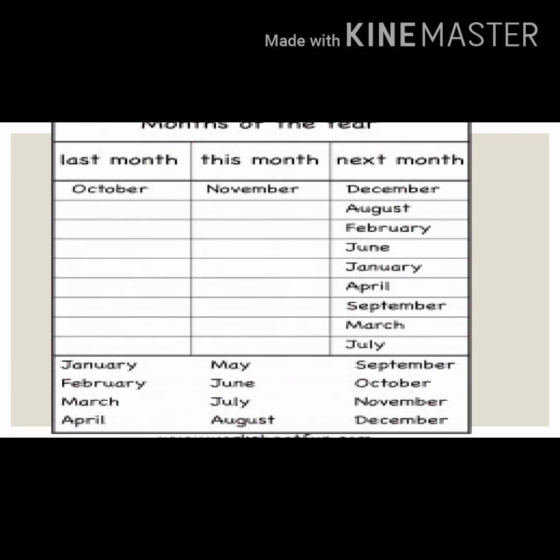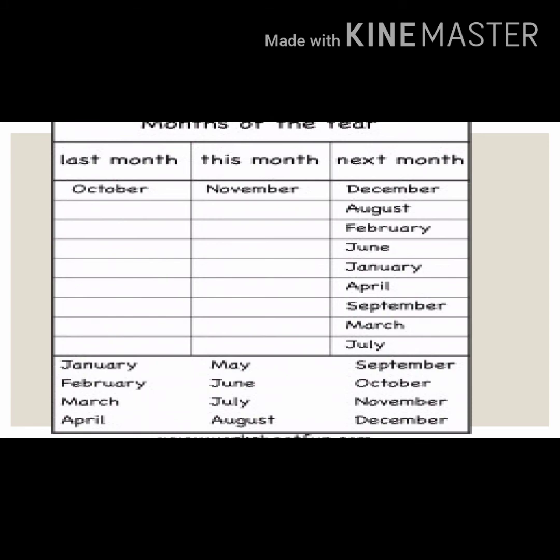See here, in the next month it is written December. So next month is December. That means what is this month? This month is November. And which is the previous month? It will be October. Why? Because October comes before November.